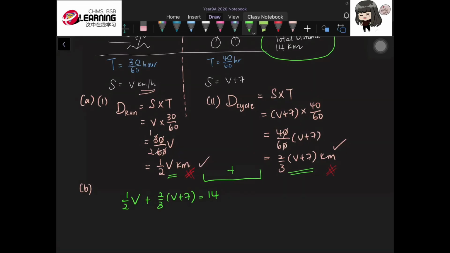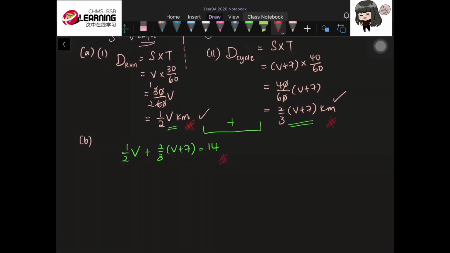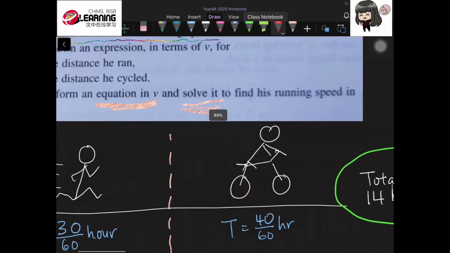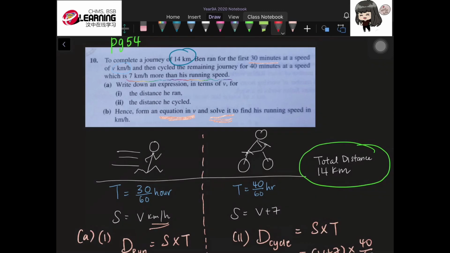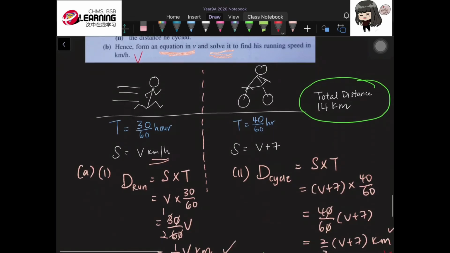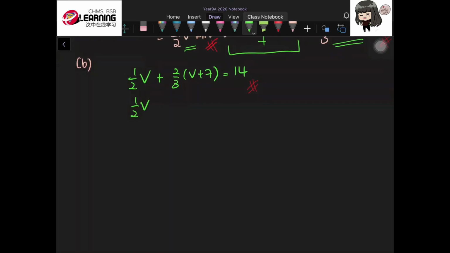So we already answered the first part of B. Form an equation in v. So this is already the equation in v. And solve it to find his running speed. The running speed is v. It says here already, ran for the first 30 minutes at a speed of v. So we need to find v. So we need to solve this algebra here. So 1 over 2 v plus, we expand this, 2 over 3 v plus 2 over 3 times 7 equals 14. So 1 over 2 v plus 2 over 3 v plus 14 over 3 equals 14.